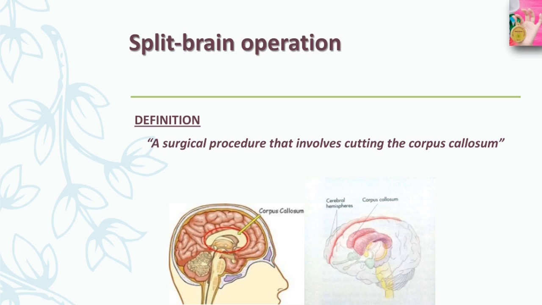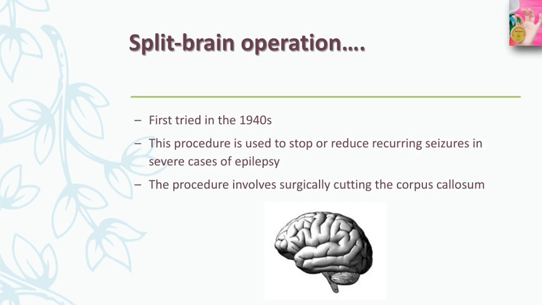Split brain is a surgical procedure that involves cutting the corpus callosum. This operation is used to stop or reduce recurring seizures in severe cases of epilepsy that can't be treated in any other way. The procedure involves surgically cutting the corpus callosum, the thick band of axons that connects the two cerebral hemispheres. But the question is, what was the logic behind cutting the corpus callosum?